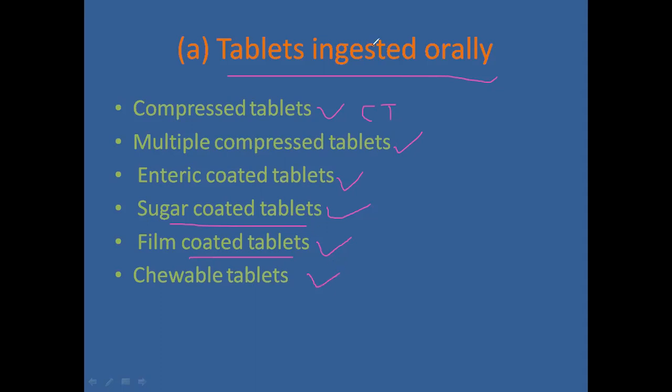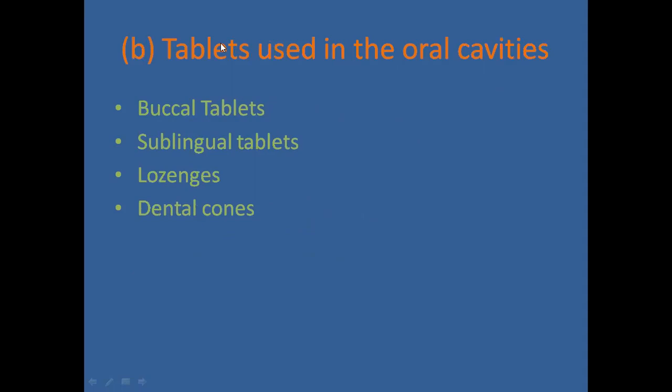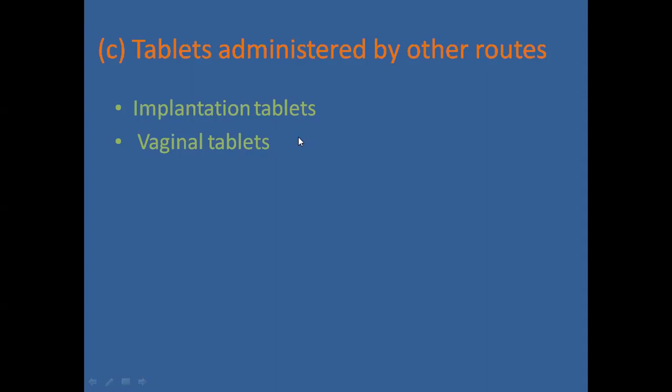Then moving towards the second type, is the tablets which are going to be used in oral cavities. So it includes buccal tablets, sublingual tablets. So buccal cavity is different and sublingual region which is there in the oral cavity is different. Then lozenges we have, then we have dental cones. So in the further part of the lecture we are going to see this in detail.